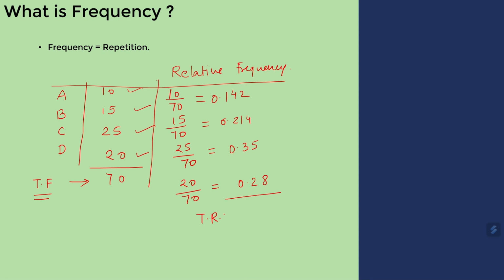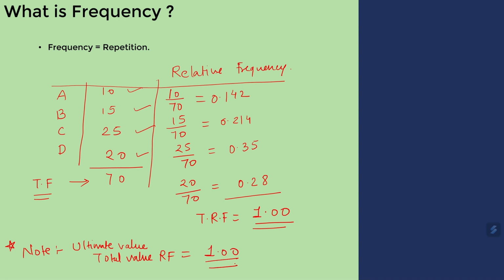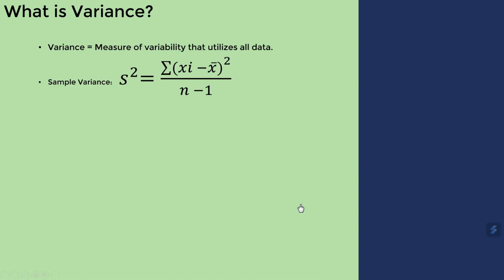So the total relative frequency is always and always 1.00. Note and remember this fact. Whenever someone asks what is the value of the total relative frequency, you must answer it is 1, and you have to remember this. This is always and always 1. When you add the individual relative frequencies of every individual element in this data, you will see the summation comes up as 1. That's it.